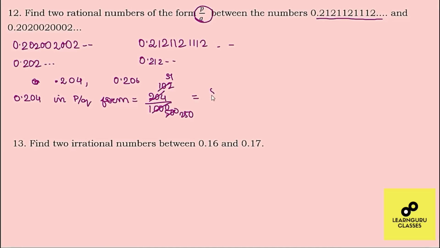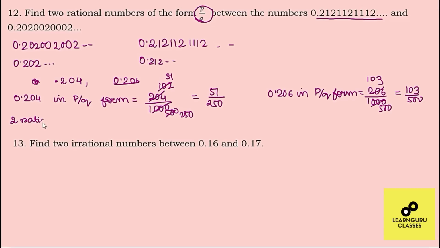And next is 0.206. 0.206 in p by q form is 206 by 1000, because here also there are three digits after the decimal. So this will be 103 by 500. Okay, so two rational numbers are 51 by 250 and 103 by 500.